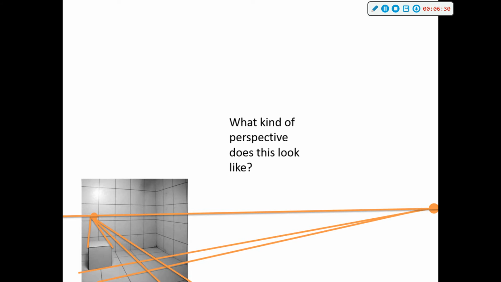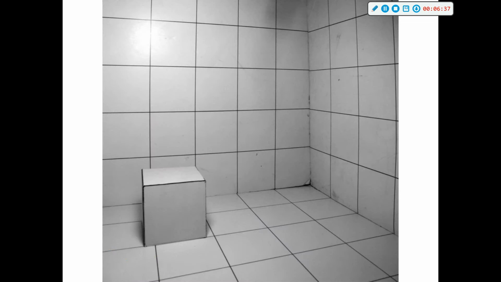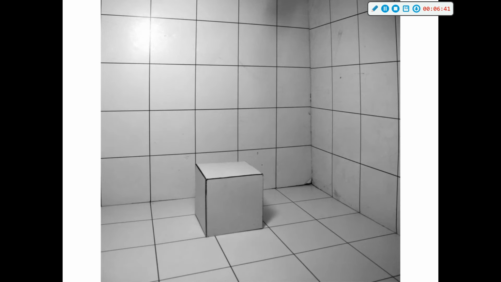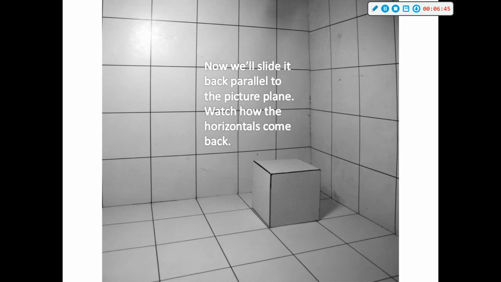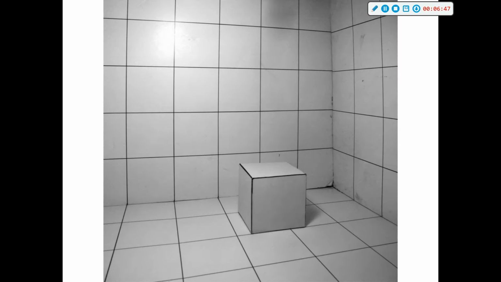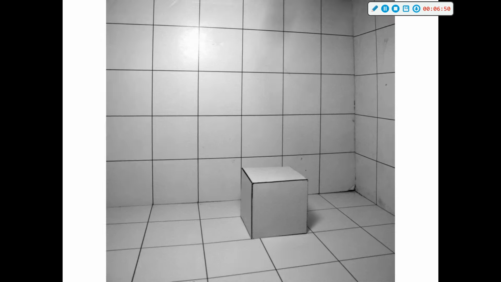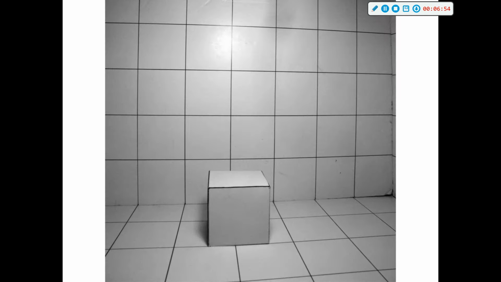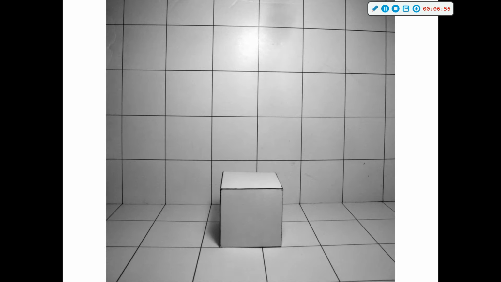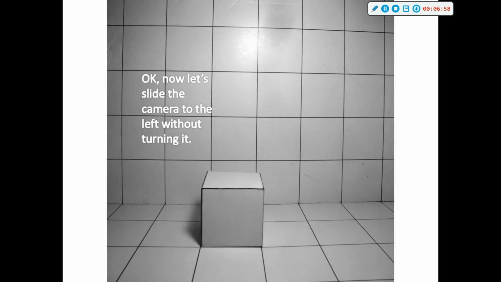And you can guess what this kind of perspective would be called: not one-point perspective, but two-point perspective. Now we're just going to swing back around. And notice we're gradually turning, we're facing the camera again. And that's when we can use one-point perspective.